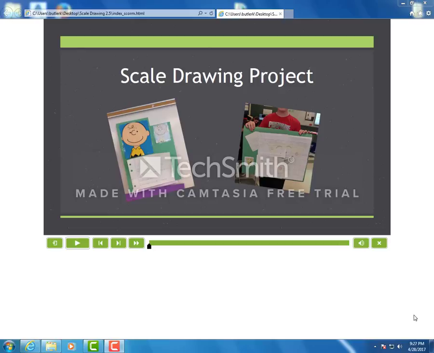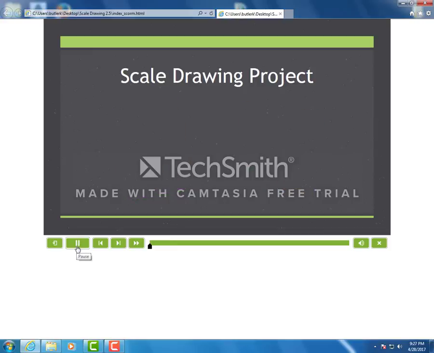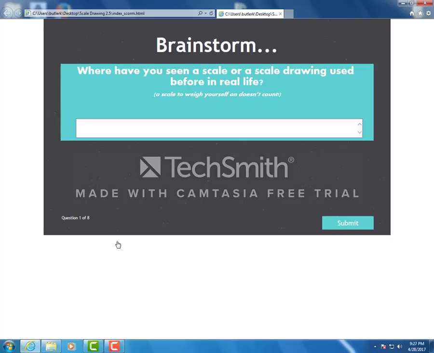The project I designed was for a scale drawing project that I actually used in my 7th grade classroom. The goal of the project is for the students to create a scale drawing of a picture, usually a cartoon of their choice. The first thing I asked the students is to brainstorm where they've seen the word scale or a scale drawing used before in real life.